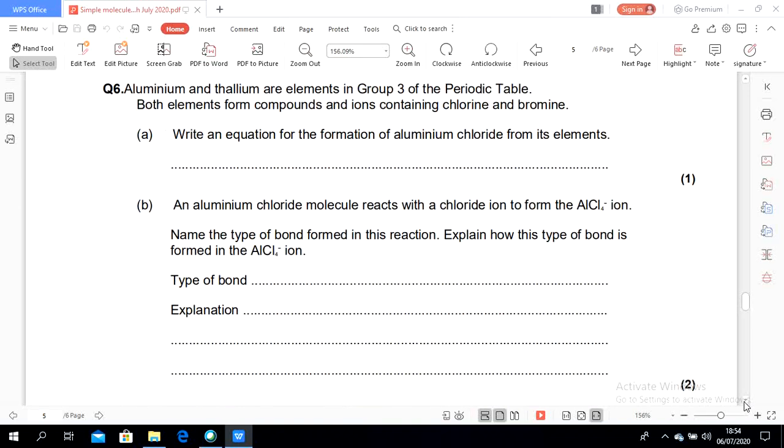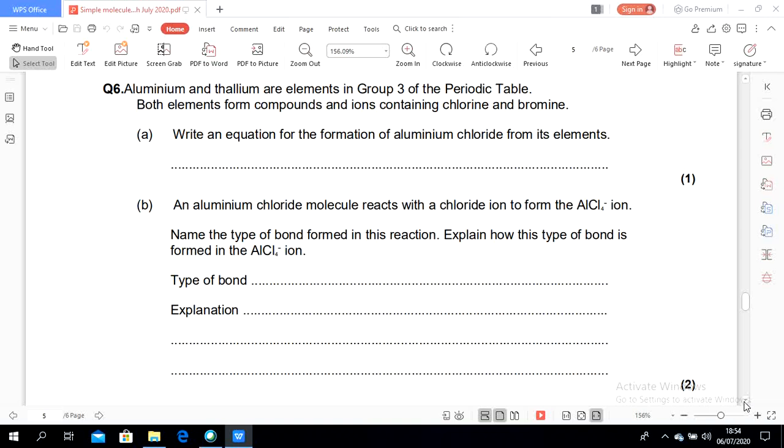And now number 6. Aluminium and thallium are elements in group 3 of the periodic table. The formation of aluminium chloride from its elements: aluminium metal plus 1.5 or 3/2 chlorine gas become aluminium chloride, AlCl3. B. An aluminium chloride molecule reacts with a chloride ion to form the AlCl4 negative ion.